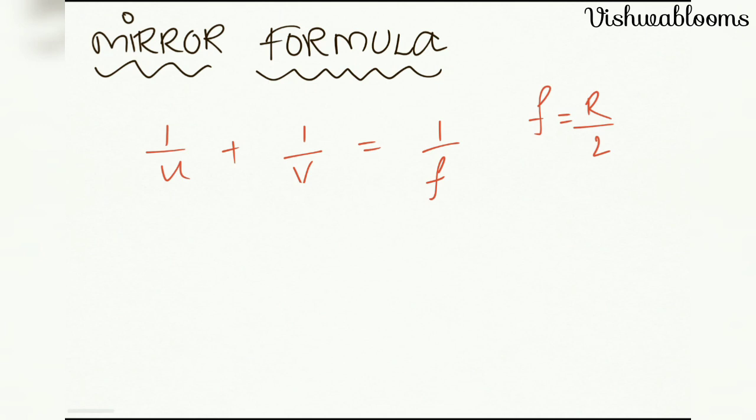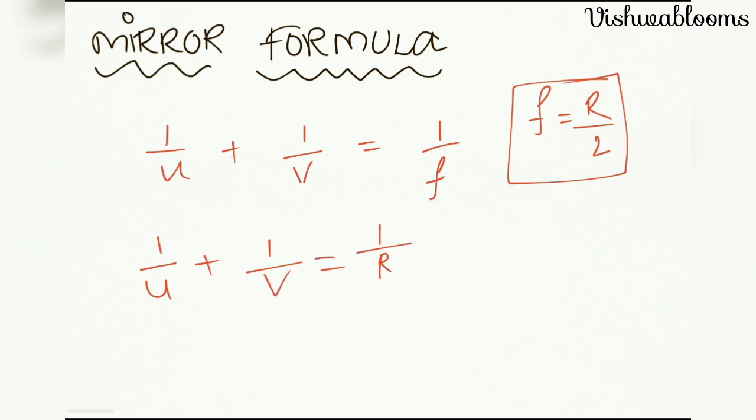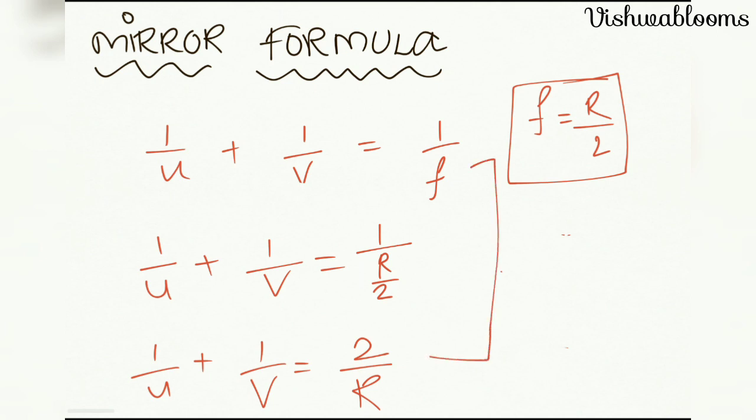Now I'll substitute this instead of F. Okay, so 1 by U plus 1 by V equal to 1 by R by 2. Now 1 divided by R by 2 is nothing but 1 into 2 by R. So just write 2 by R instead of that. Okay, so 1 by U plus 1 by V equal to 2 by R. This is the first formula, this is the second formula. These are the mirror formulas.